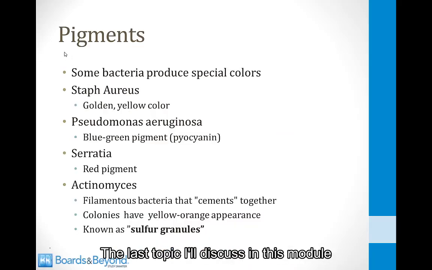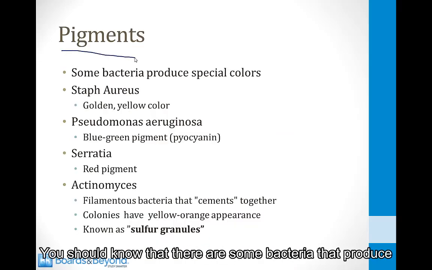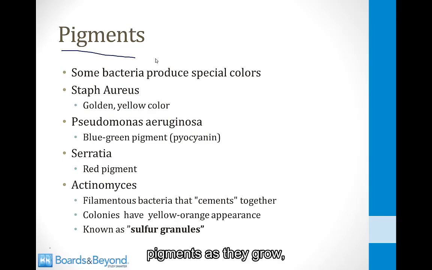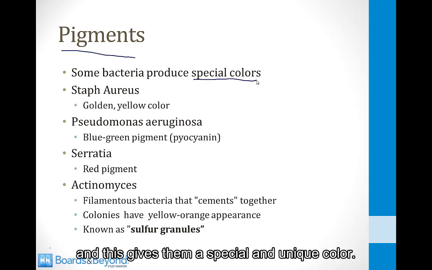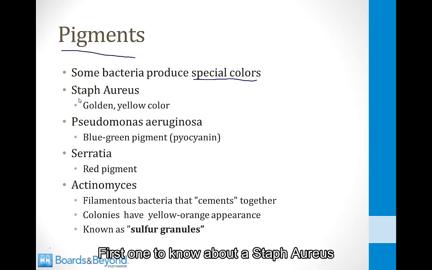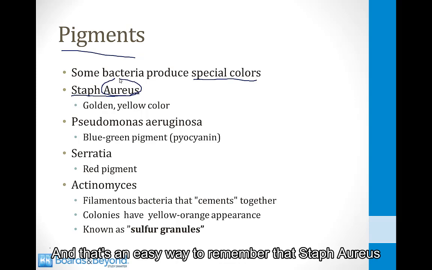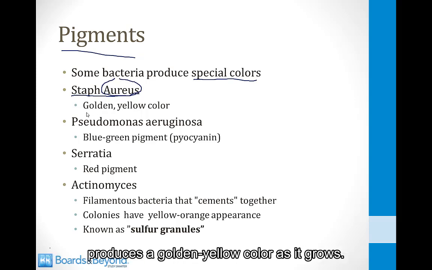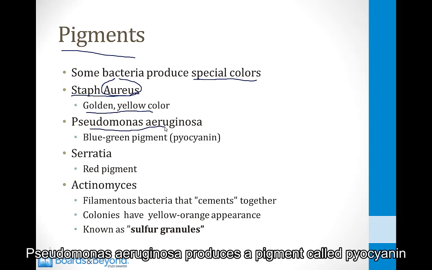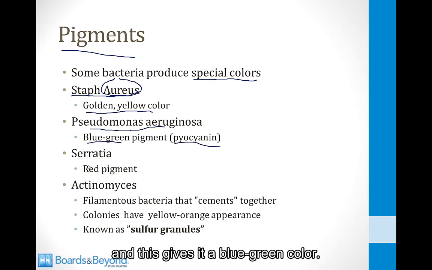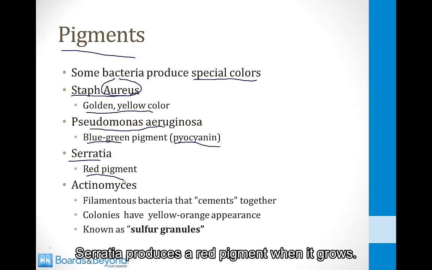The last topic I'll discuss in this module is that of pigments. You should know that there are some bacteria that produce pigments as they grow, and this gives them a special and unique color. The first one to know about is Staph aureus, and the word aureus actually means golden, and that's an easy way to remember that Staph aureus produces a golden yellow color as it grows. Pseudomonas aeruginosa produces a pigment called pyocyanin, and this gives it a blue-green color. Serratia produces a red pigment when it grows.